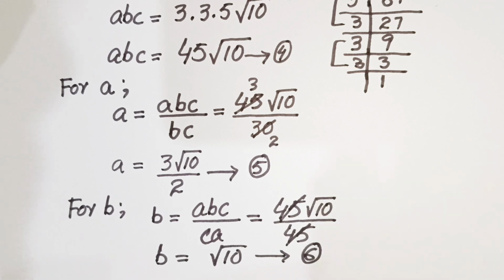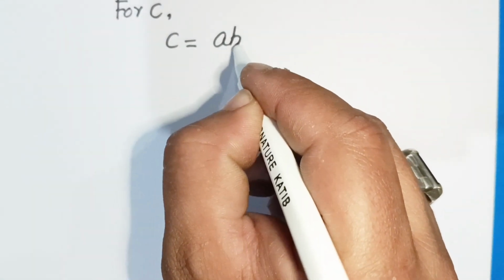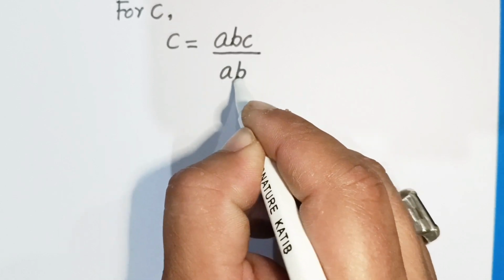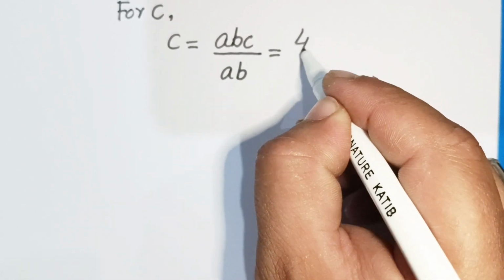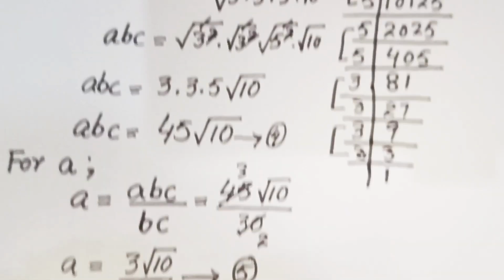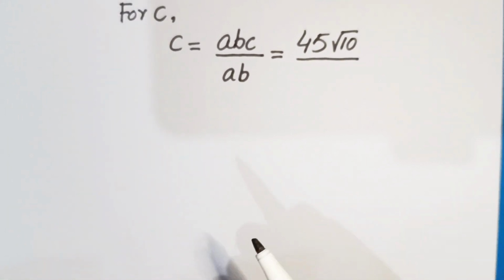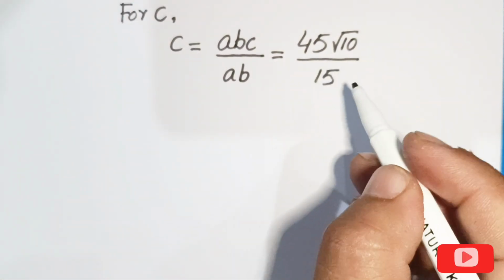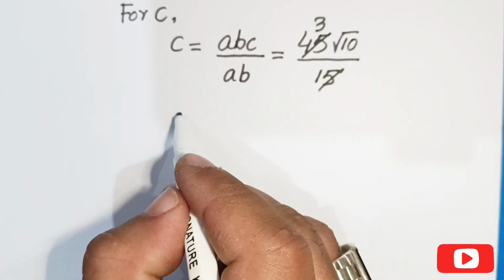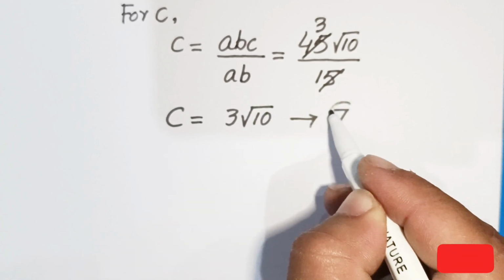Now we are going to find the value of c. For finding the value of c, we write c is equal to a times b times c, all over ab. So putting the value of abc, which is 45 times square root of 10, and the value of ab from equation 1, we have that AB is equal to 15. So putting it here, we get AB is equal to 15. Now 15 ones are 15, 15 threes are 45. So we have the value of c, which is 3 times square root of 10. Let's say it is our equation number 7.